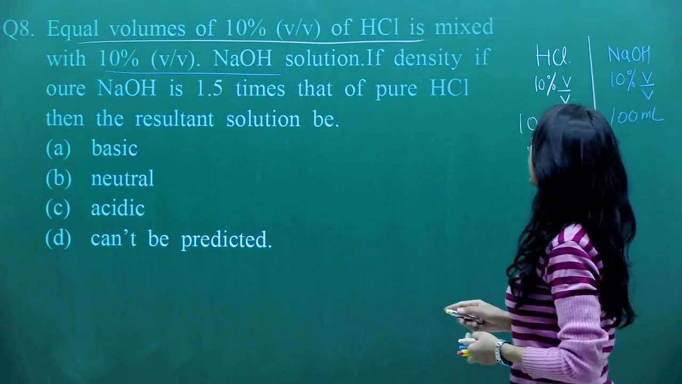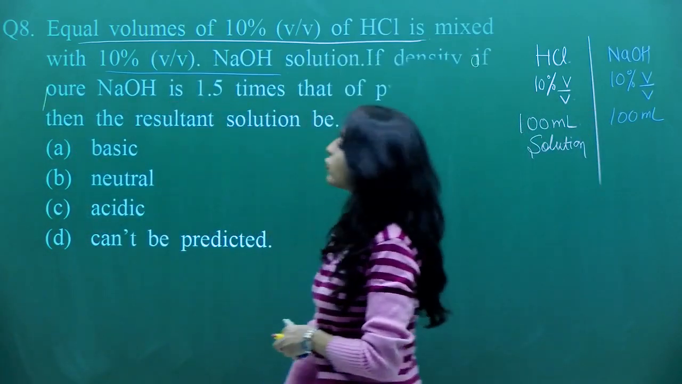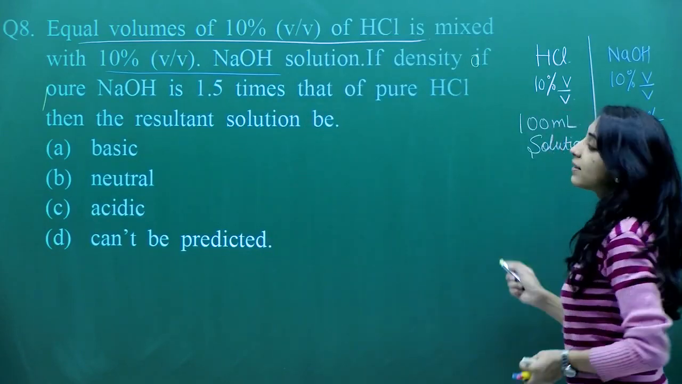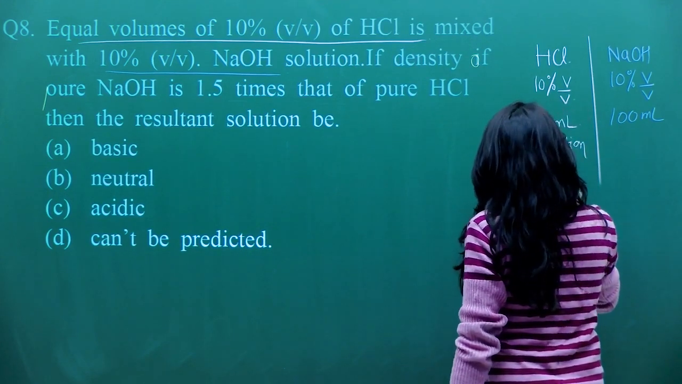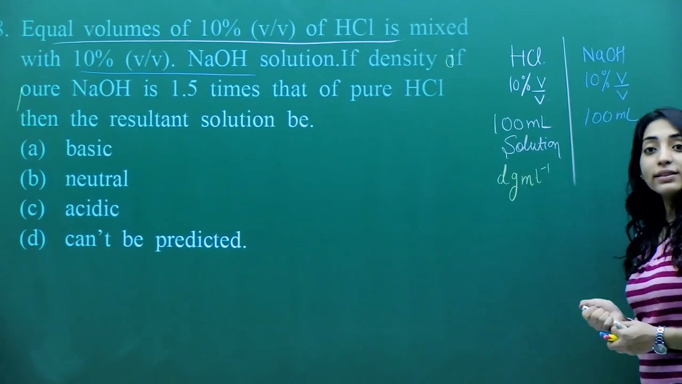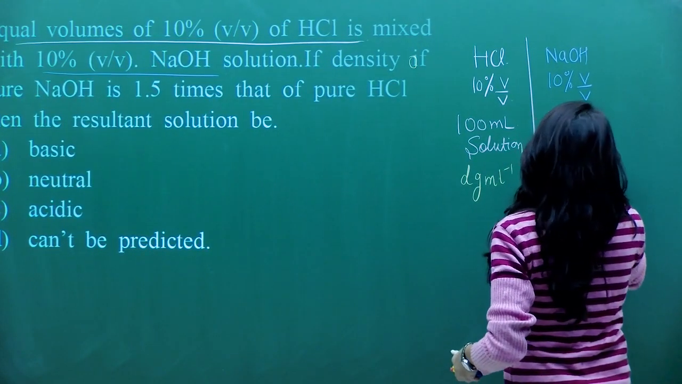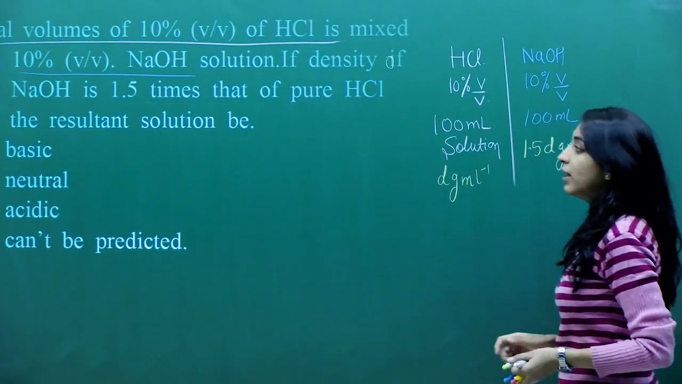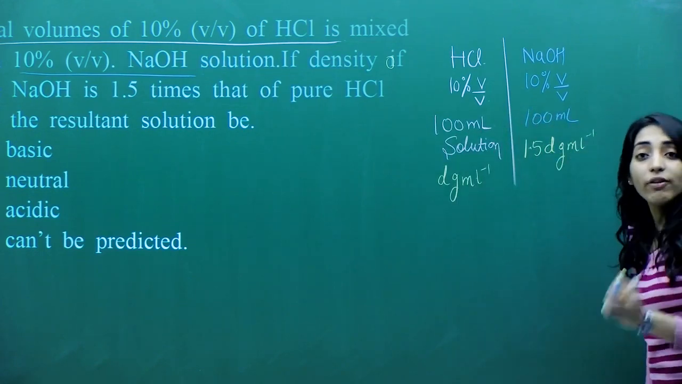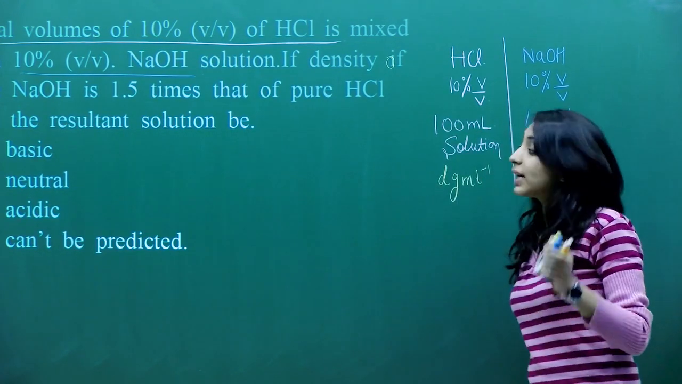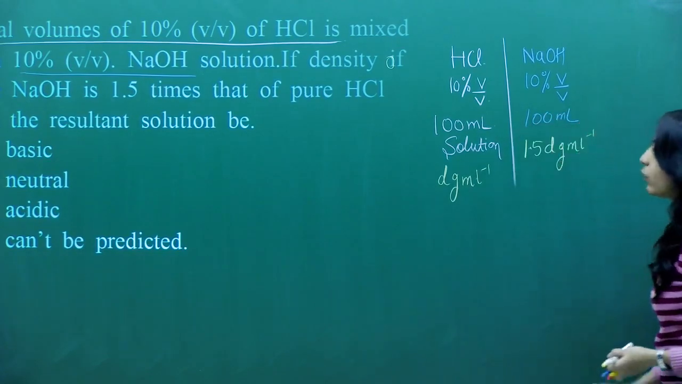If the density of pure NaOH is 1.5 times that of pure HCl, so let's say density of HCl is d grams per ml. So density of pure NaOH will be 1.5 d grams per ml. So you need to tell when the solutions will be mixed with each other, whether the final solution will be acidic, basic, neutral, or you can't predict with the given data. Let's see what is to be done.